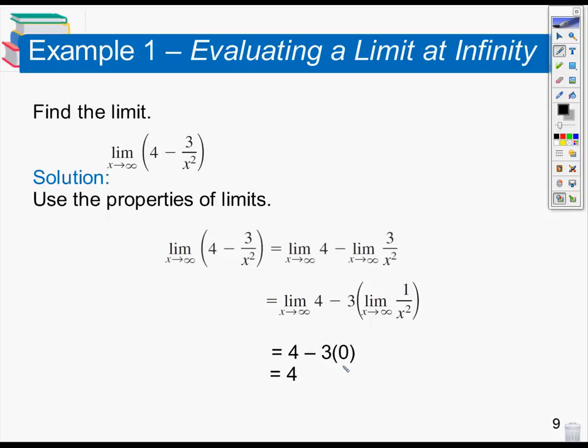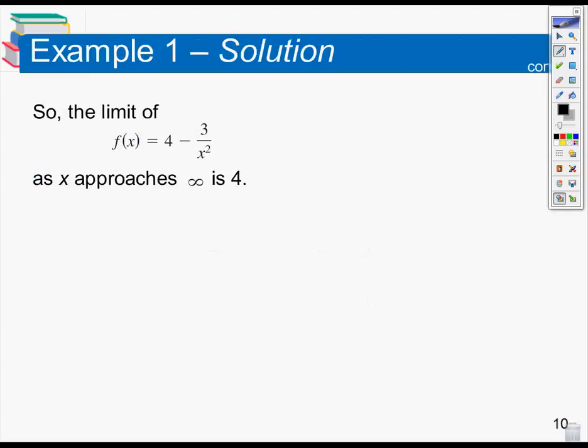Okay, so if we keep in mind the properties of limits, that one's actually not too bad. And if we can try exercise 13, I think that you'll realize that using a couple of different tactics, it doesn't have to be too bad. Okay, so we can say that the limit of this particular function as x approaches infinity is 4.